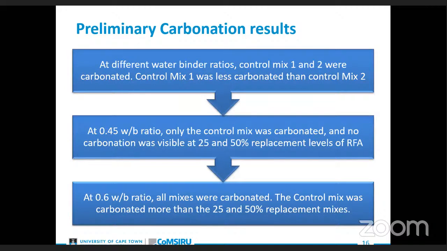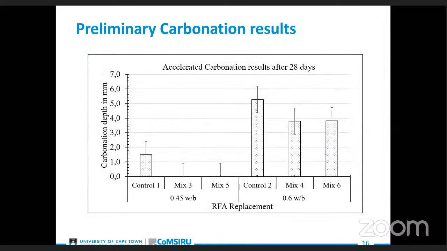These 28 day results also showed that control mix 2, which had the 0.6 water binder ratio, had more carbonation than control mix 1. This could be generally attributed to the higher porosity and hence a less dense microstructure that allowed penetration of the gas, caused by the higher water binder ratio for control 2. Mixes that had partial replacement of RFA were less carbonated than mixes without RFA. In addition, at 0.45 water binder ratio, mixes with RFA showed no measurable carbonation at 28 days, and at 0.6 water binder ratio, mixes with RFA showed a smaller carbonated depth than the mix without RFA.